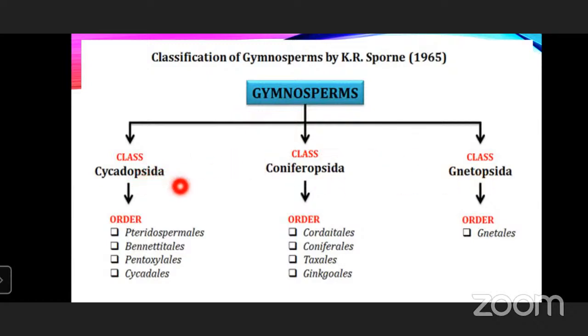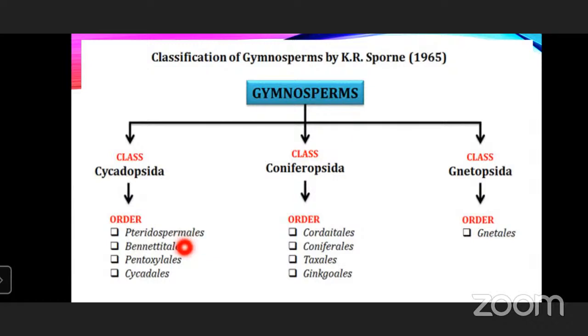They are Cycadopsida, Coniferopsida, and Netopsida. The entire gymnosperms are divided into three classes. First class is Cycadopsida, second class is Coniferopsida, third class is Netopsida. Okay, then coming to the first class, Cycadopsida.